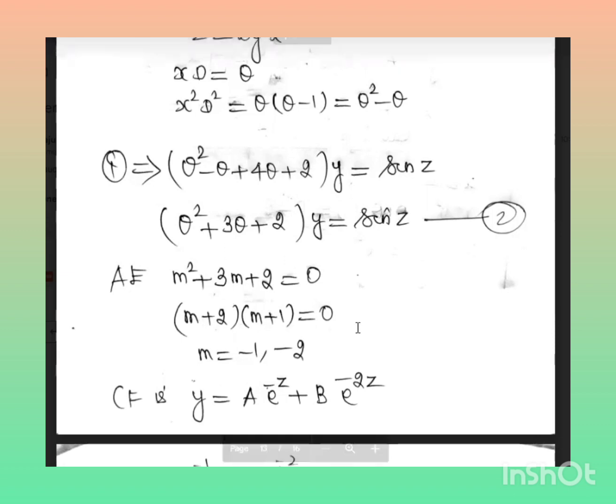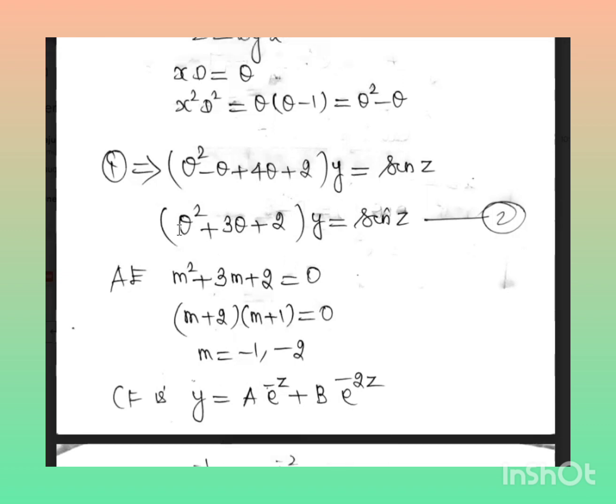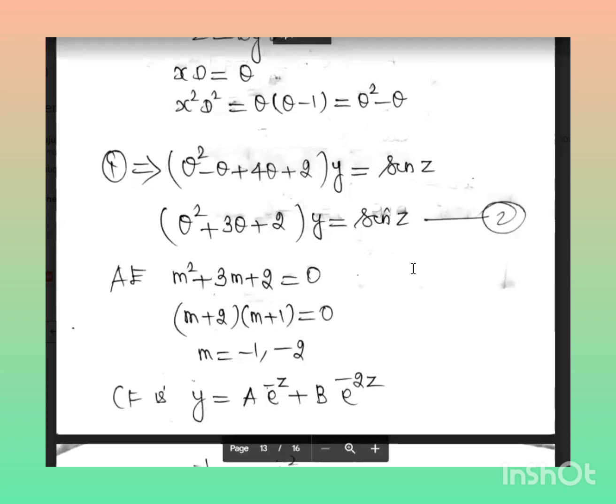This is the known problem we already studied, but in terms of theta I have written it. If you want to write in terms of D dash, you can write. So equation number 2 you can solve.